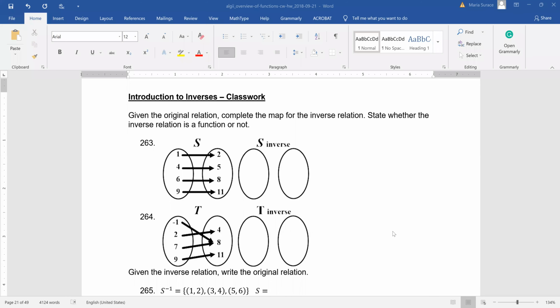This video will go over select problems from the Introduction to Inverses classwork homework practice problems from the Overview of Functions unit in Algebra 2. Let's begin with number 263.